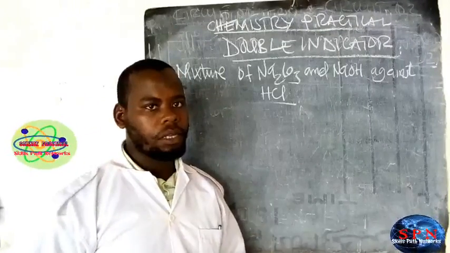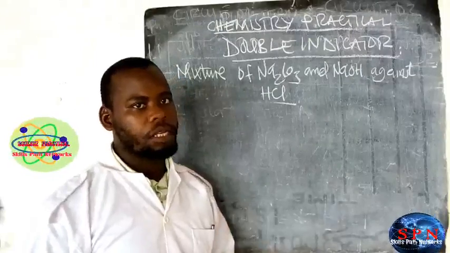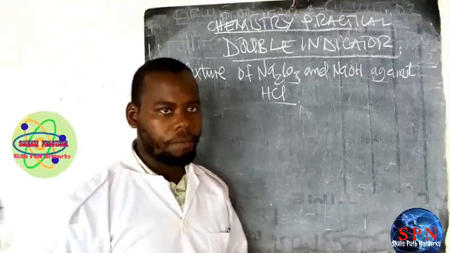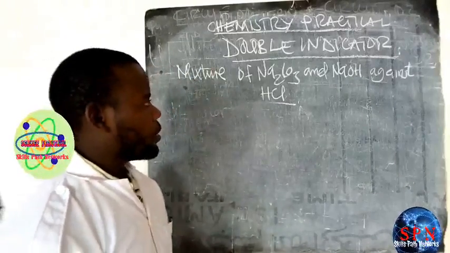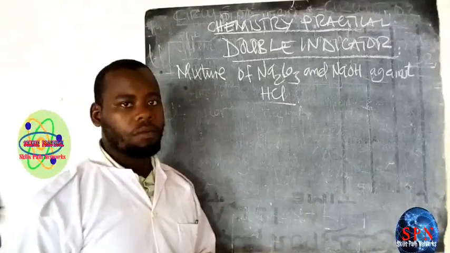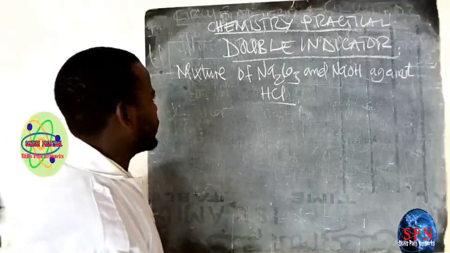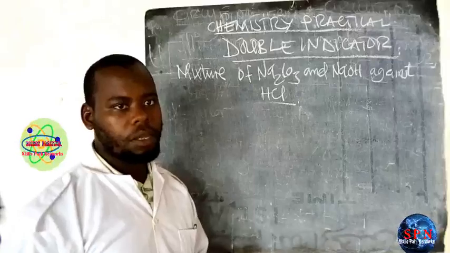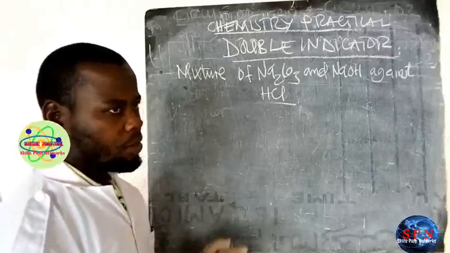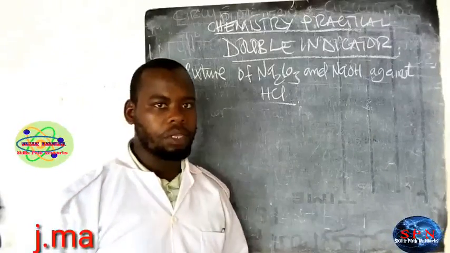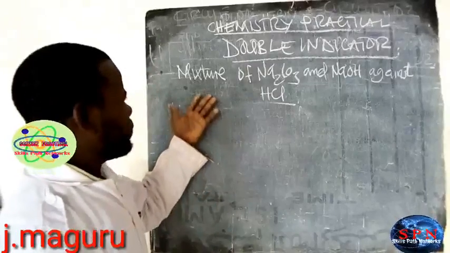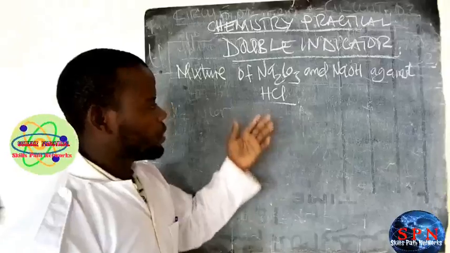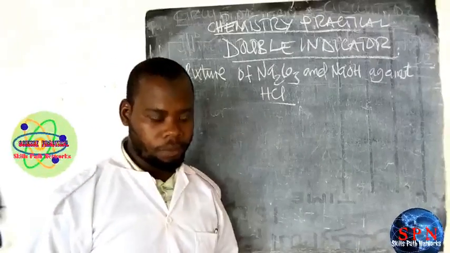Double indicator will mean we are going to use both indicators, methyl orange and phenolphthalein. And for today we have double indicator in case of part 1, and tutaenda kujifunza, nitatumia lugha zote mbili kwa sababu ili uweze kunielewa kwa uzuri kabisa. We have the mixture of sodium carbonate and sodium hydroxide against hydrochloric acid.